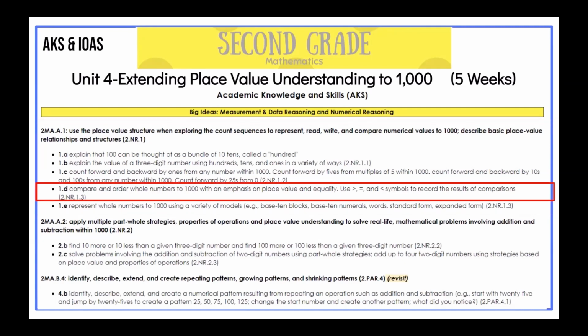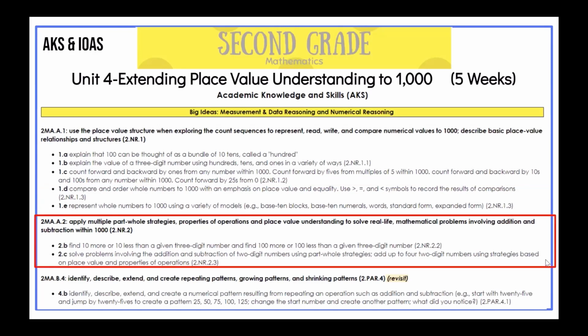In quarter 1, students only compared 3-digit numbers when learning AKS 1, IOA 1D. In this unit, students will compare and order 3-digit numbers within 1000, with an emphasis on place value and equality. Students will compare using comparison symbols to record the results of the comparisons. Spiraling for this AKS will support students as they move towards mastery.